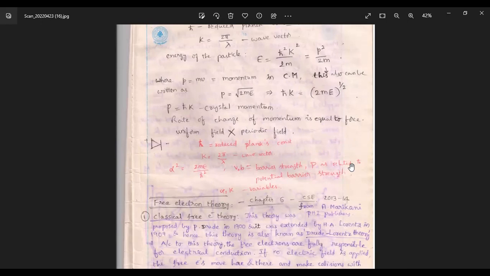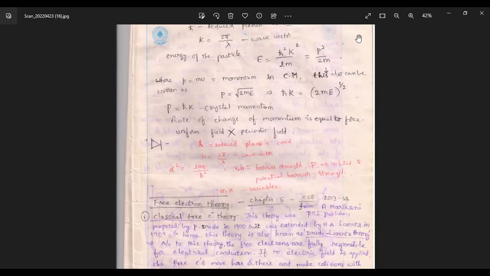So alpha and K are the variables, K the wave vector, and alpha squared is 2mE by h bar square. P is related to the potential barrier strength. So what will happen to the potential when it varies from 0 to infinity? We got derivations and E versus K curves, varying from continuous to bound state. We got allowed regions and then forbidden regions. This is about the Kronig-Penney model.